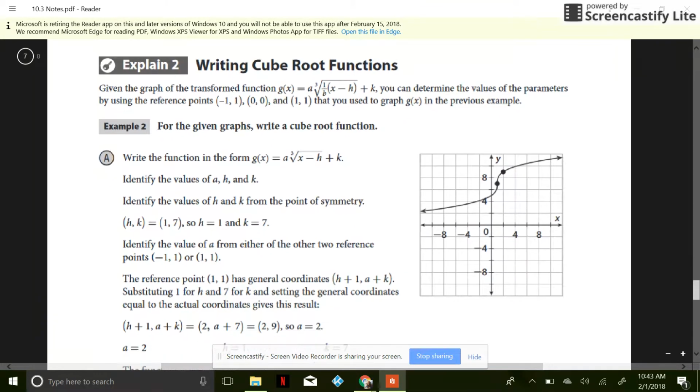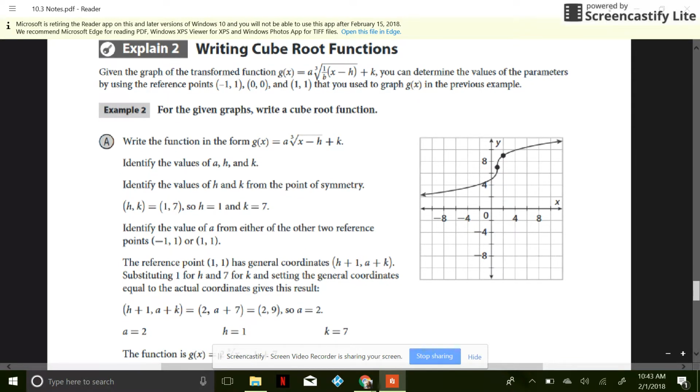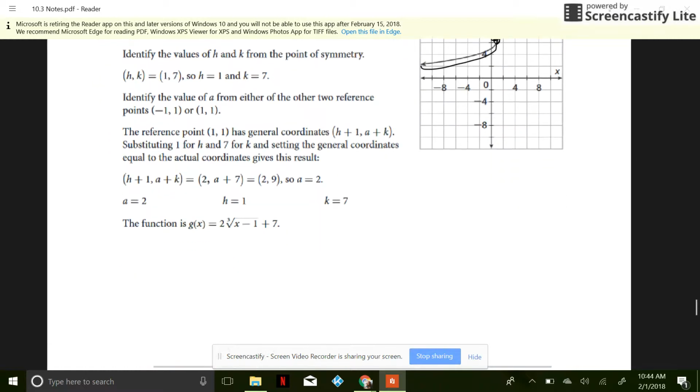Now, writing cube root functions. Again, the key thing you're looking for is that point symmetry, finding out where the concavity changes. See how it's concave up and then changes to concave down. So you're looking for that point where it changes. That's your point symmetry. Once you find that, then you can see how the y values are changing, if they're increasing or decreasing, and that's going to give you your a value, how they're changing.